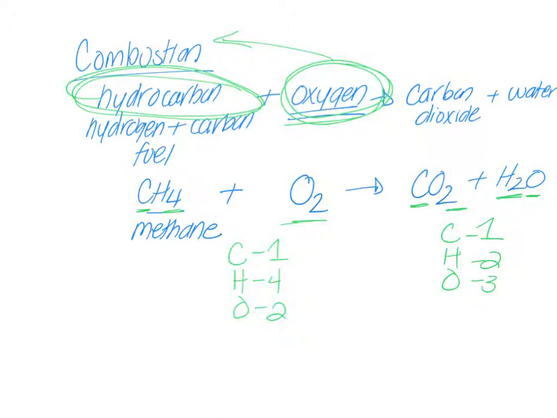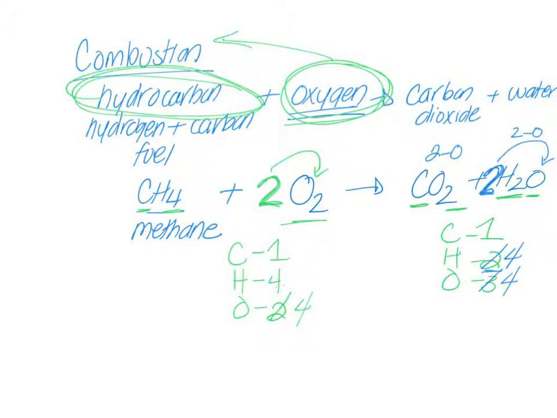So now what I'm going to have to do is get it to be the same. The carbons are the same already. So let's go to the hydrogens next. The hydrogen is at 4 and this one's at 2. So I'm going to put a 2 in front of here. Okay, that makes the 4. Now I look at this. This has changed the oxygen though. So I have 2 oxygens in here and I have 2 more oxygens in here. So that is 4 oxygens in total. So that means that I need to put a 2 in front of here, because 2 times 2 gives me 4. So now I have it balanced.